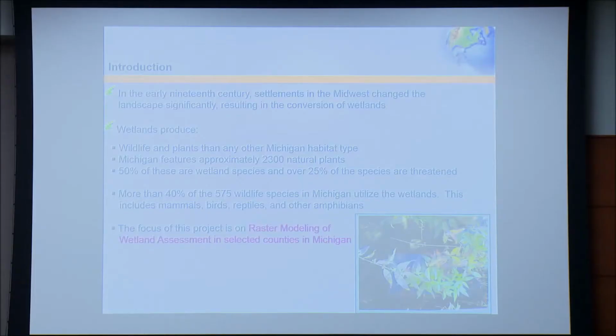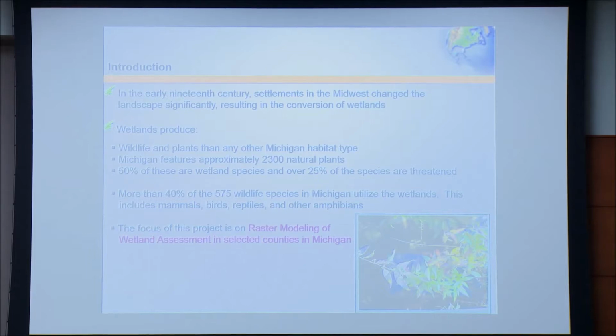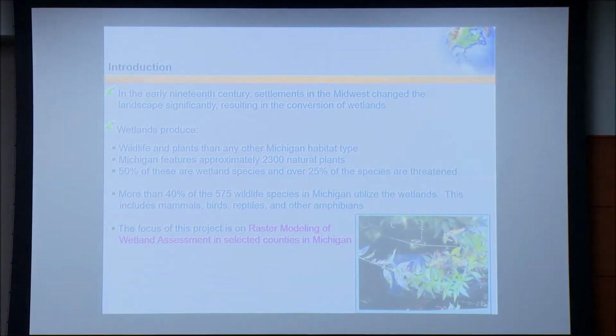So here, just to give you a brief introduction on wetlands in the state of Michigan. In the early 19th century, settlers in the Midwest changed the landscape significantly, which resulted in conversions of wetlands. The notion of wetlands became a topic, and a lot of farmers were talking about wetlands and trying to figure out what this notion was and how they could utilize it. Back then, they thought that wetland was more of a scenic view. It was very leveled landscape, and it was more like, this is a very nice scenic view, don't touch it, don't mess with it.